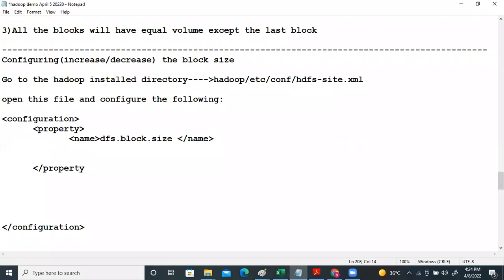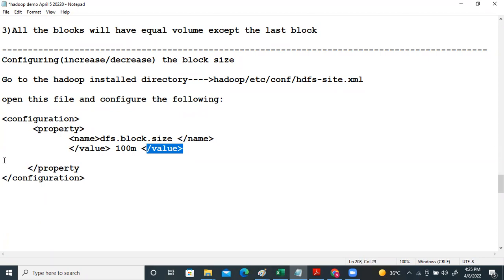Then slash name, and the value. If you want to increase or decrease, set it here, say 90 MB or 100 MB. I'm setting it to 100 MB. The default block size was 64 in the previous versions, so I'm setting my own block size. Now the data will be divided into fixed size blocks, each of 100 MB. We just need to say 100M. If you want 150, use 150.